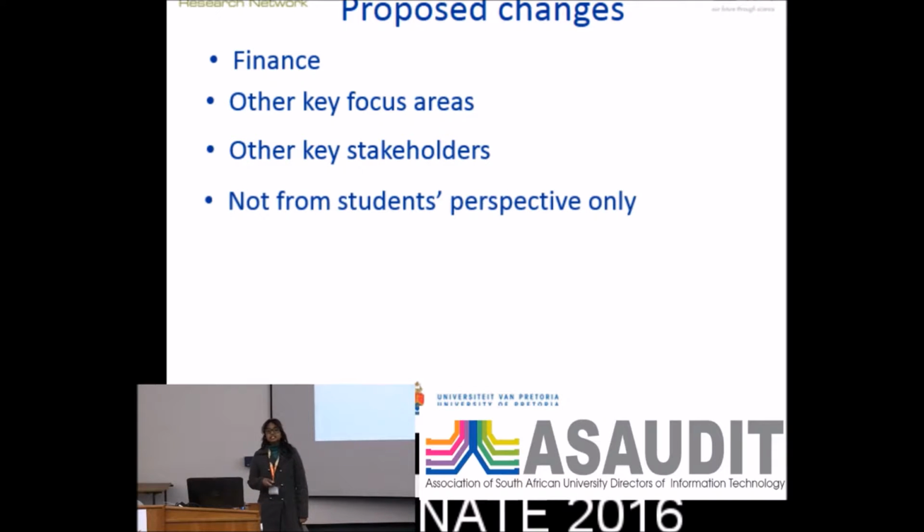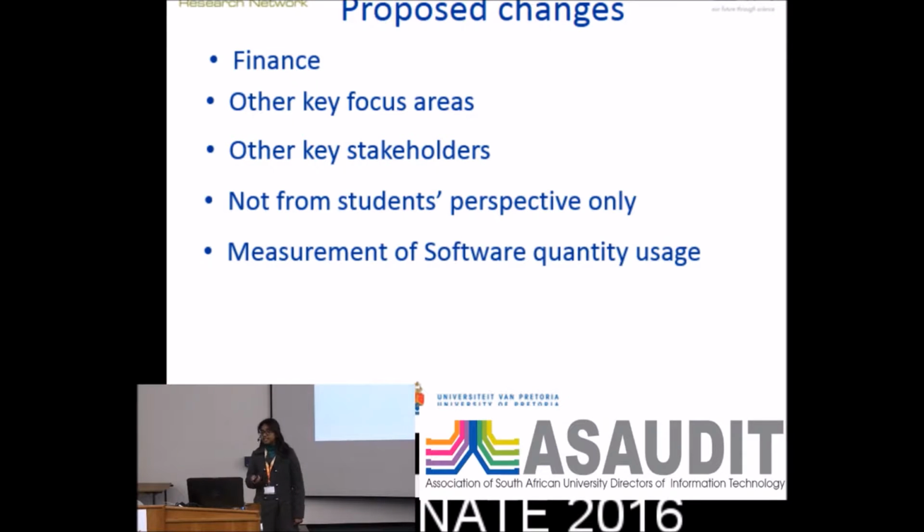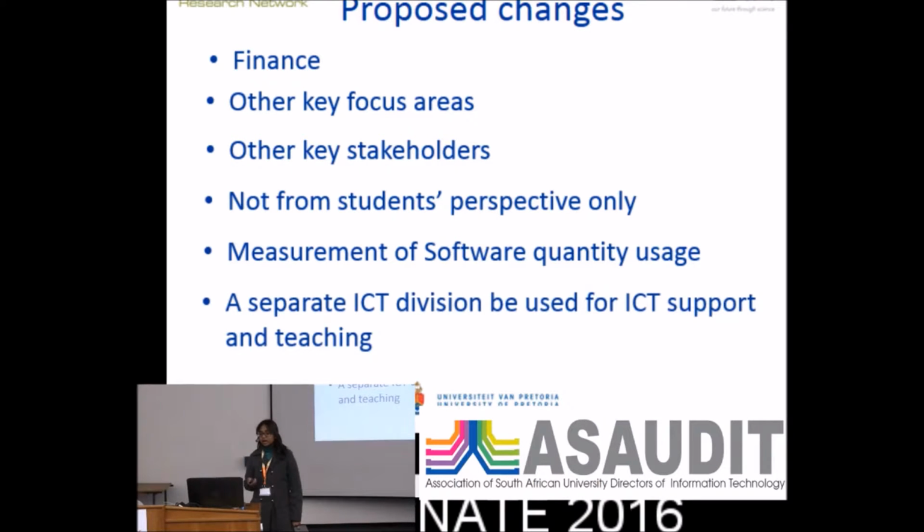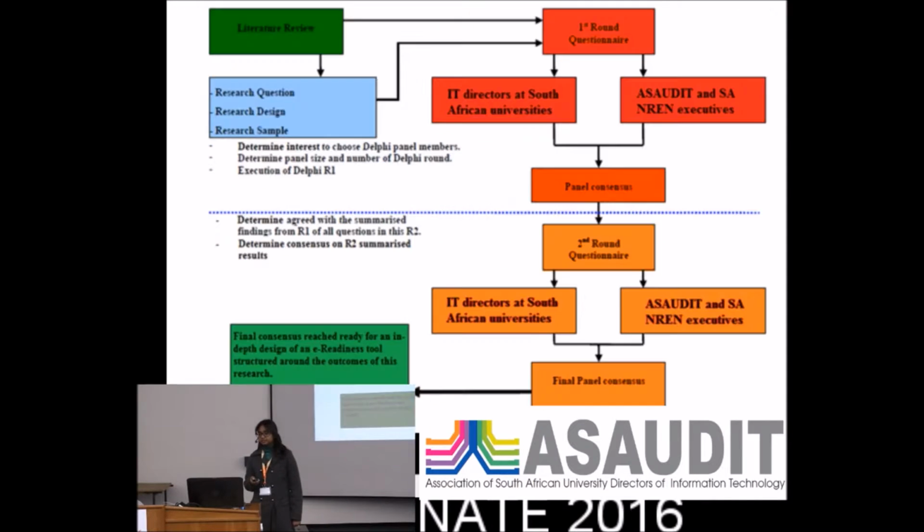And it seemed as if the current model was from a student's perspective only, and that it should take into account other stakeholders' perspectives. In addition to this, the measurement for software quantity usage should be made as well. In Tarvard's current model, they only measure the quality of the software available and not the quantity usage. I also propose that a separate ICT division be used to support ICT teaching and research.